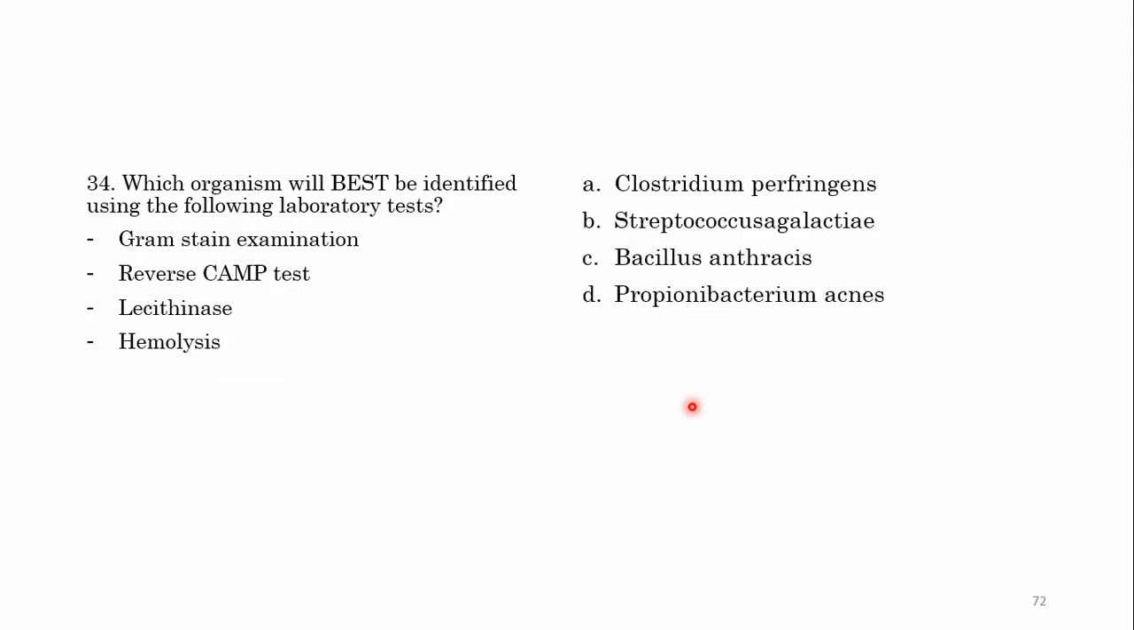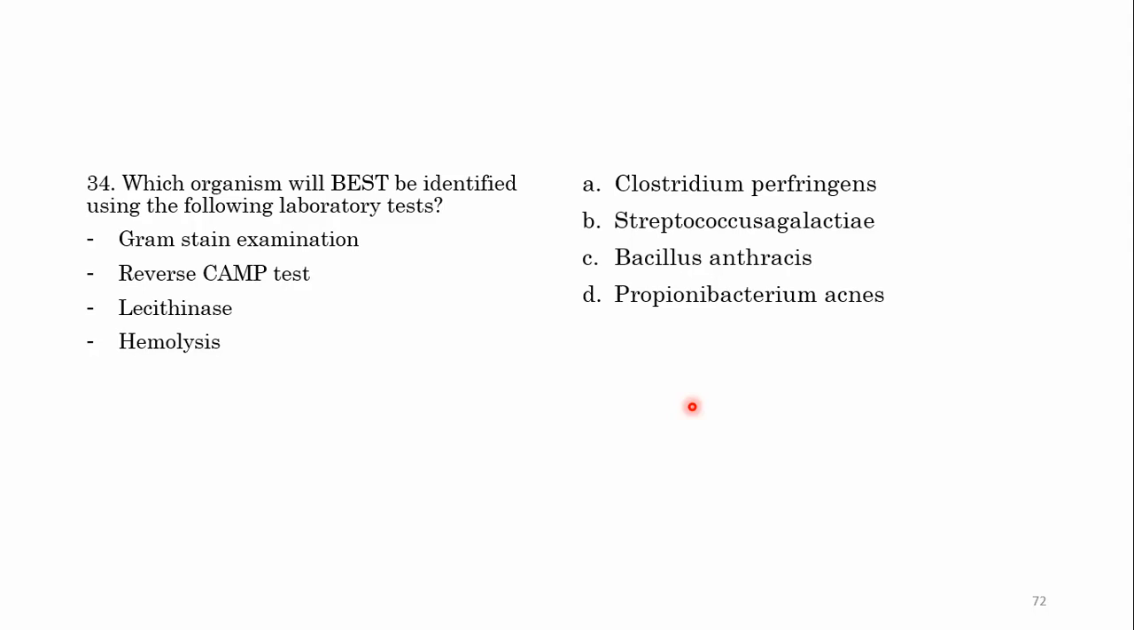Number 34, which organism will best be identified using the following laboratory tests? Gram stain examination because of its unique morphology, reverse CAMP test, lecithinase test, hemolysis. A, Clostridium perfringens, B, Streptococcus agalactiae, letter C, Bacillus anthracis, or D, Propionibacterium acnes.